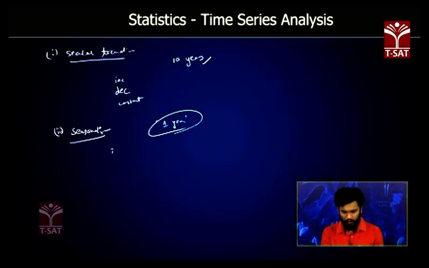So that is one factor for seasonal variation, that is climatic conditions. The second factor in the seasonal variations is man-made seasonal variations.